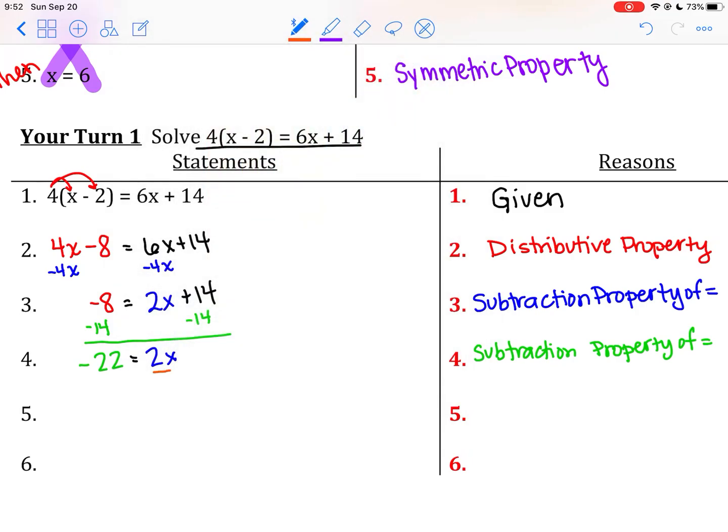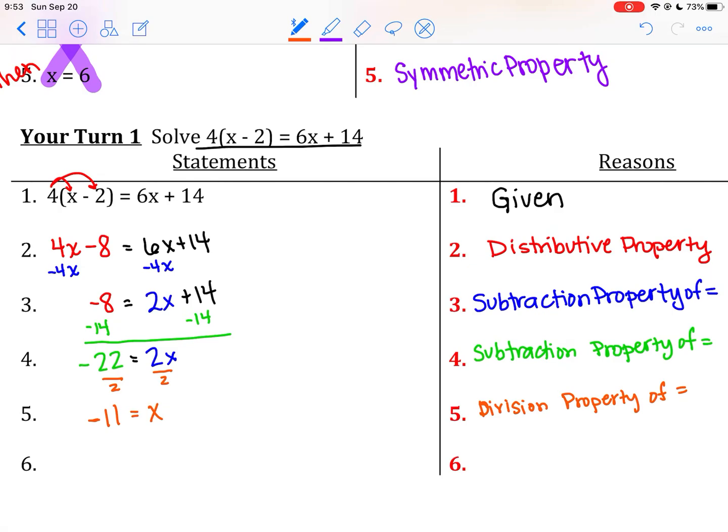To solve this equation, I would divide both sides by negative 2. Doing something to both sides is a property of equality. This is the division property of equality. All right, so then I'm going to look at my result. The result of negative 22 divided by negative 2 is 11. The result of negative 2x divided by negative 2 is x. So now I have this statement.